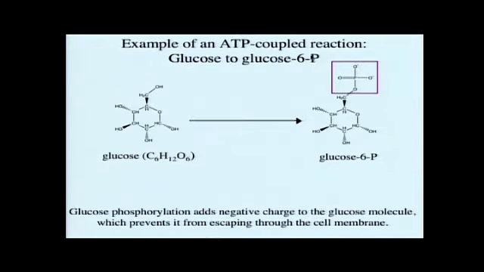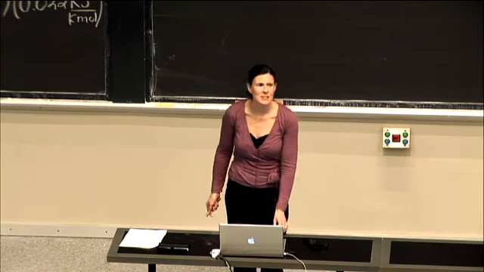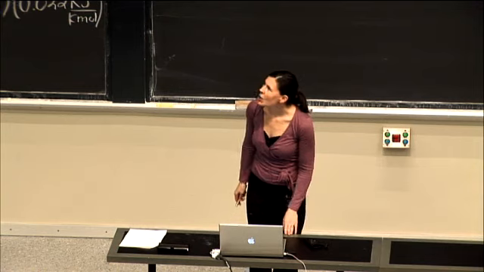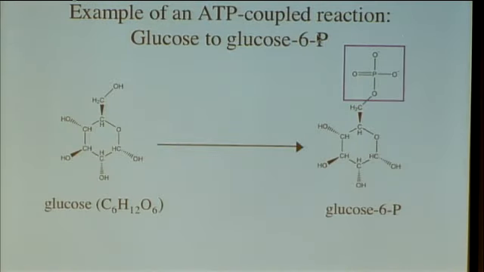All right, so let's talk about a reaction that is an ATP-coupled reaction. And there are just tons of examples of this in our body. One I picked because it has to do with glucose, which we've talked so much about, is the conversion of glucose to glucose 6P. The P just stands for a phosphate group here. So if we numbered the glucose carbons, this would be carbon number 6, and we're putting a phosphate group on carbon number 6.